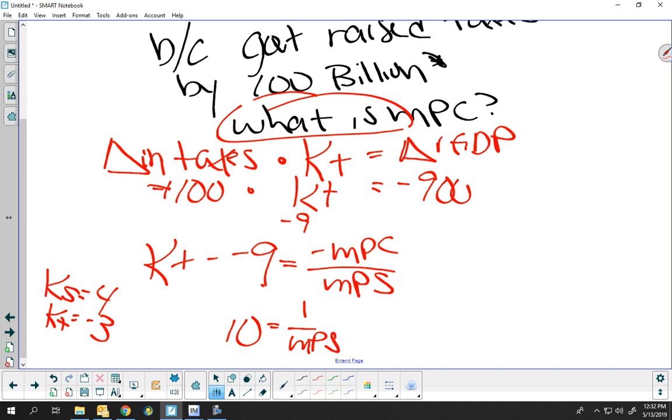What would this have to be? MPS would have to be 0.1. That's 10, and that's 10. Which means if MPS is 0.1, I'm asking for MPC is 0.9. Together they should be one. So what's that? That little point one confused me.